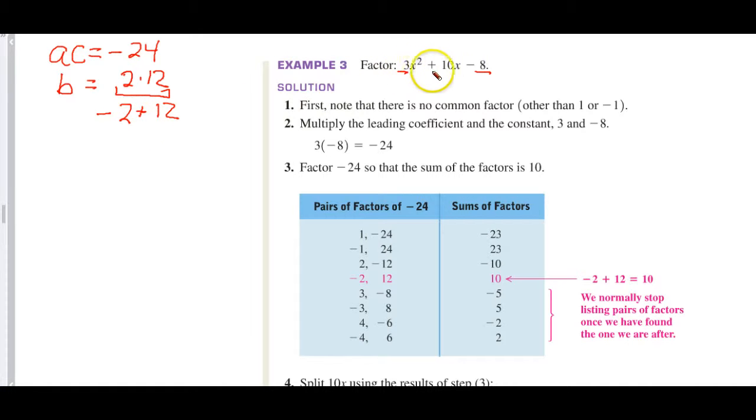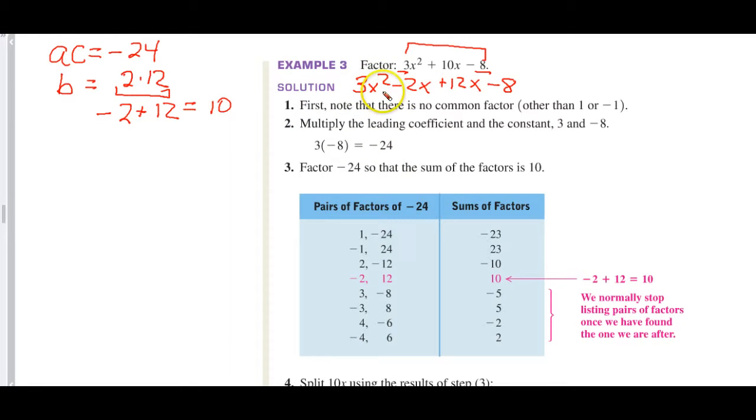Now what do I do? Well, I rewrite this: 3x squared minus 2x plus 12x minus 8. Now notice, a negative 2x and a plus 12x add up to my middle term. And how did I find it? By multiplying my a times c, figuring out what factors, and then what numbers would be equal to our b term, which is 10.